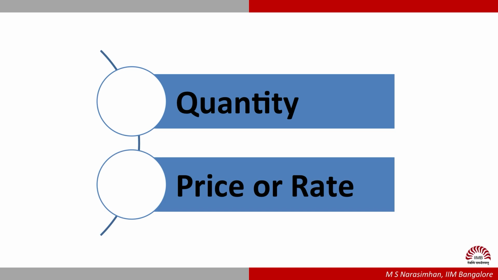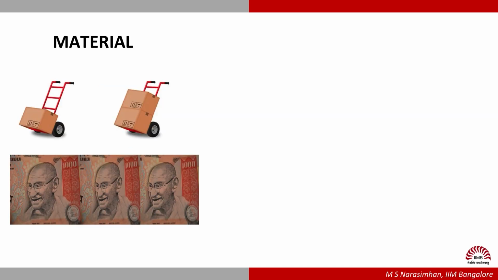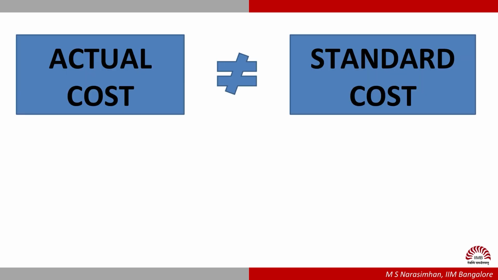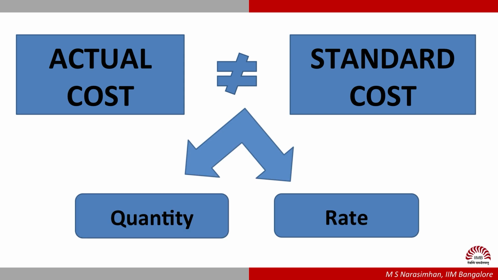Cost has two components. One is related to quantity and the other one is related to price or a rate. For example, material cost is outcome of material quantity and rate. Overhead cost is outcome of overhead rate and overhead cost driver like a machine hour. If actual cost is different from standard cost, the difference could be either due to differences in the quantity or differences in the rate or possibly both.